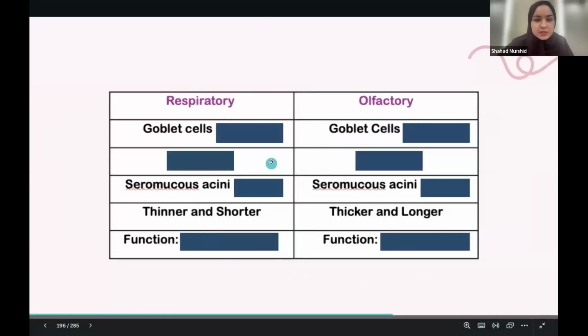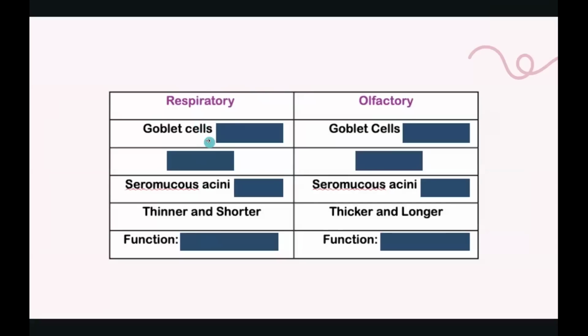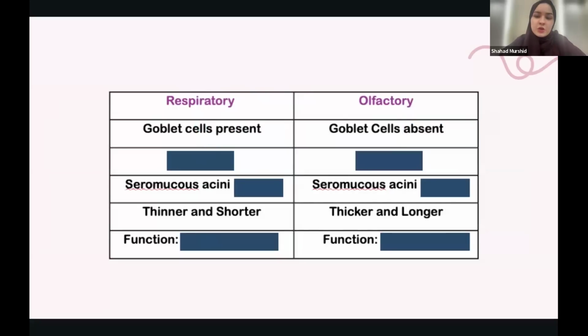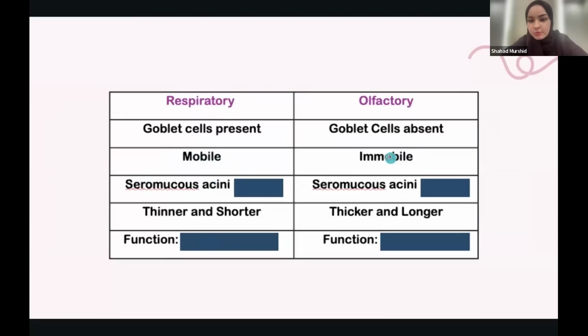So I just put this summary slide so we can compare them. So respiratory, does it have goblet cells or no? Yes, it does. Yes, present. Olfactory? No. What about the cilia in respiratory? What's the difference between them? For the respiratory, it's for the movement of the particles, whereas in olfactory, it's for the detection of the odor. Yeah, so this is mobile and this is immobile.